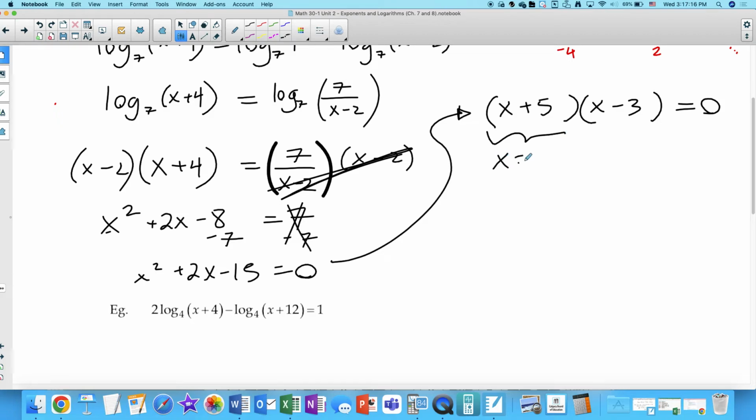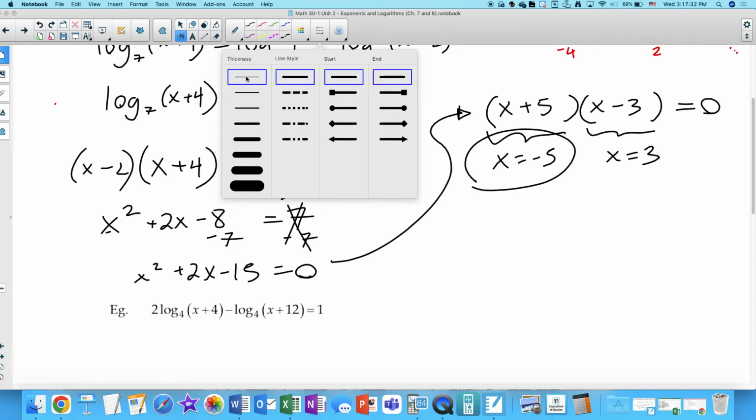Okay? Is that it? Are those my solutions? This is extraneous. Yeah. So take that, cross it out. That's extraneous. Okay, so this is the answer.